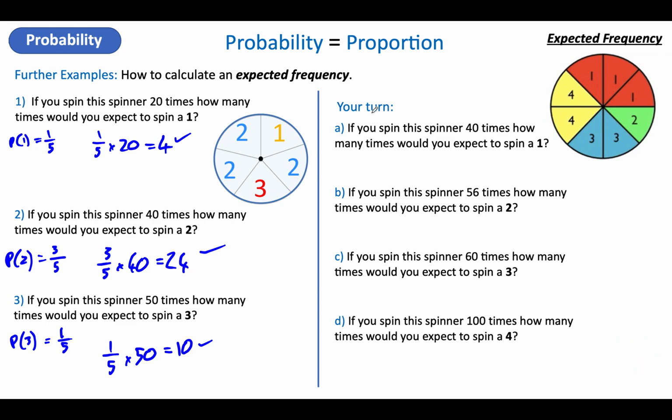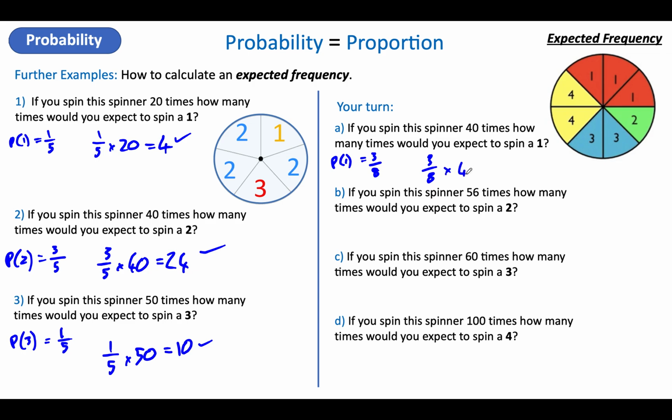So we've unpaused. Let's look. If you spin this spinner 40 times, how many times would you expect to spin a 1? Well, the probability of a 1 is 3 out of 8, because 3 of the 8 spaces are a 1. So that's the proportion of times that I would expect to get a 1.